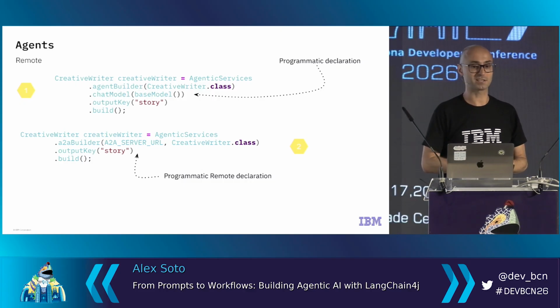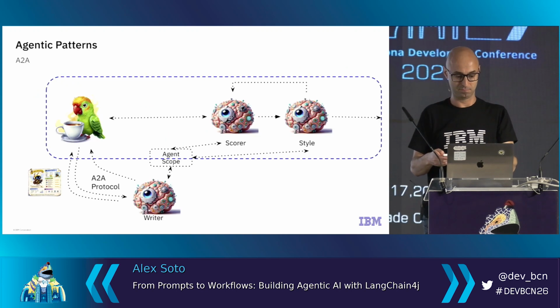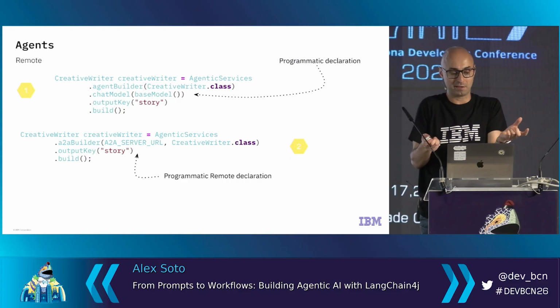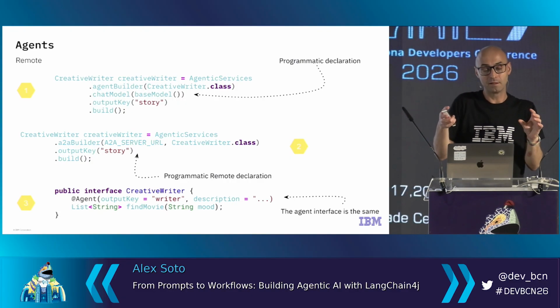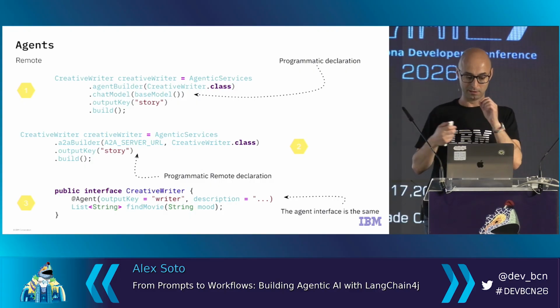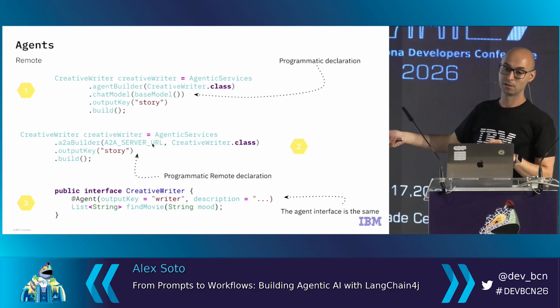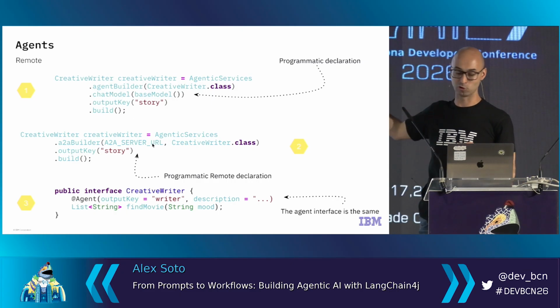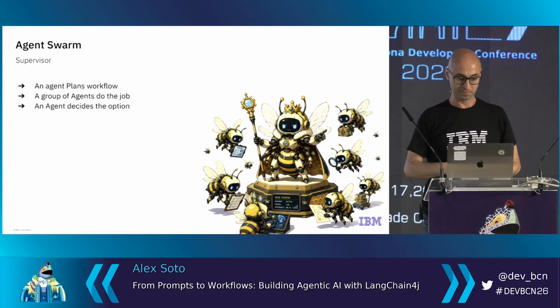LangChain4j does the rest for you. You see that the definition is exactly the same, that is a creative writer. It's just an interface. The only change I'm doing is when I'm creating the creative writer. In the first case, there is no remote agent, so I'm just defining the agent as local. In the second part, I'm defining the agent as remote. The only change is that I'm using the A2A builder method.